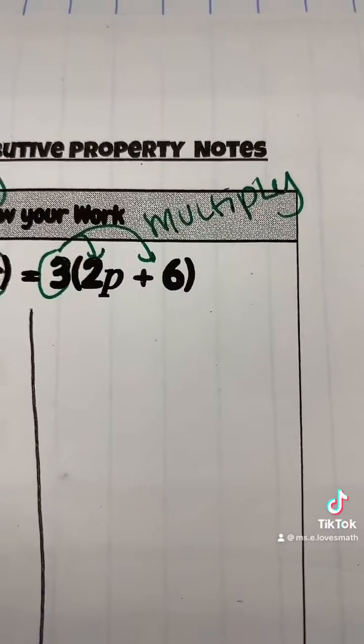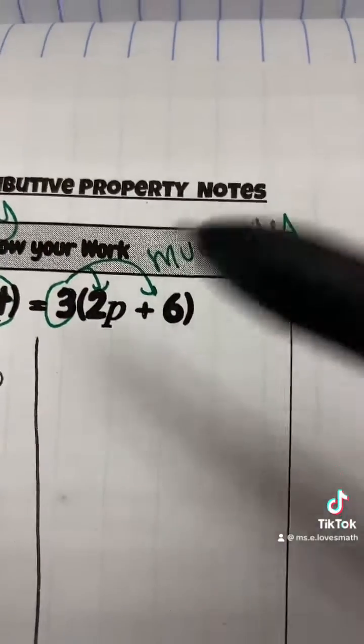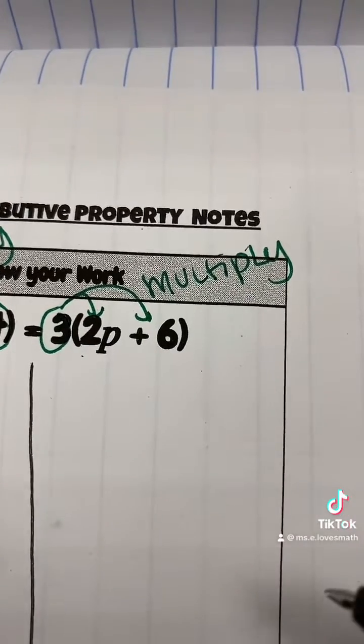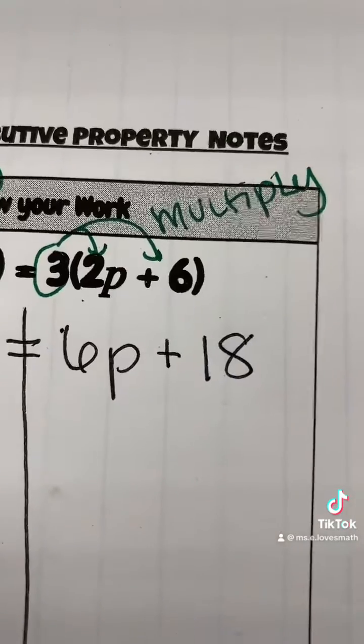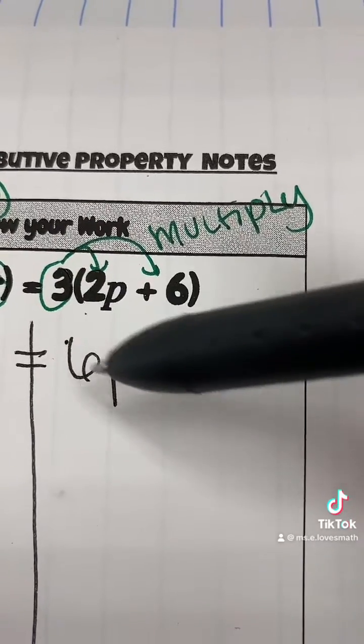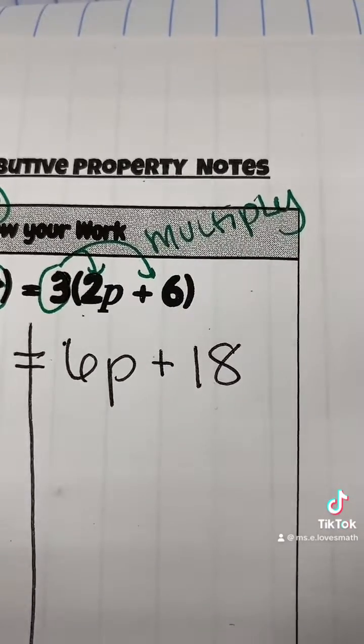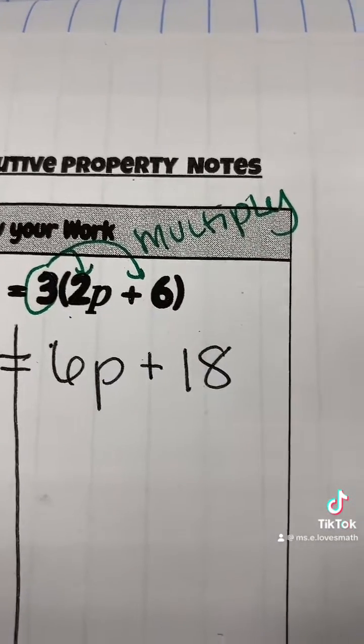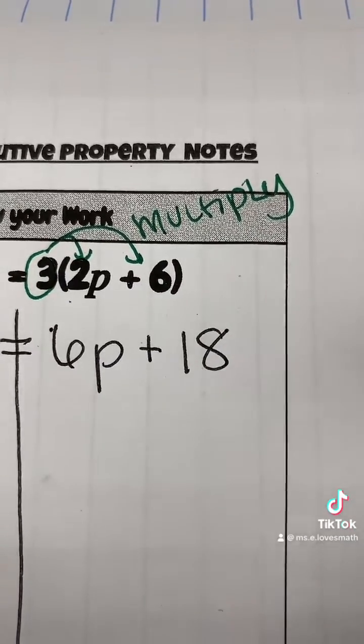We now need to distribute on the right-hand side of the equation. We have negative 3 being distributed or multiplied to both terms on the inside of this parentheses. So we end up with 3 times 2 is 6p, and 3 times 6 is 18. Make sure, since both are positive, that you put the plus sign. Do not leave a weird gap. You have to have an operation.